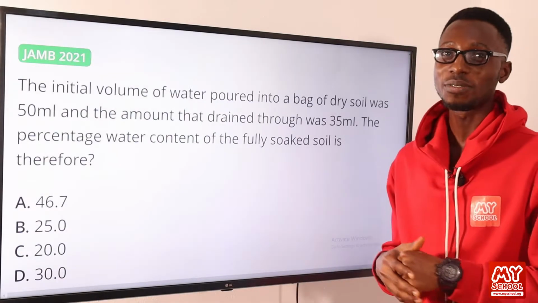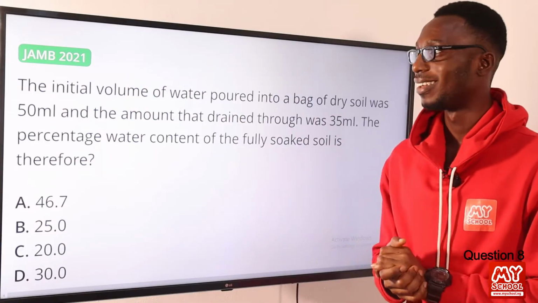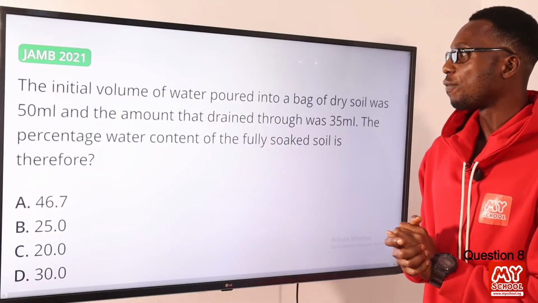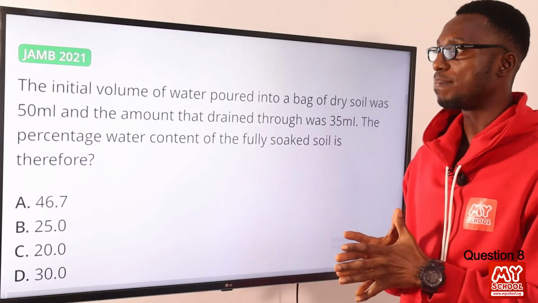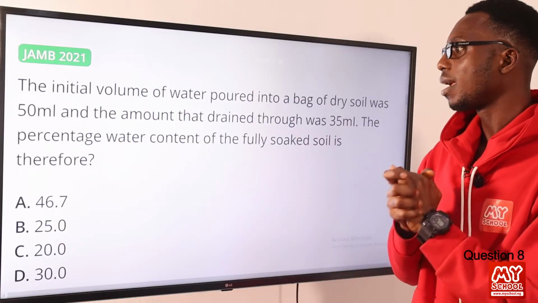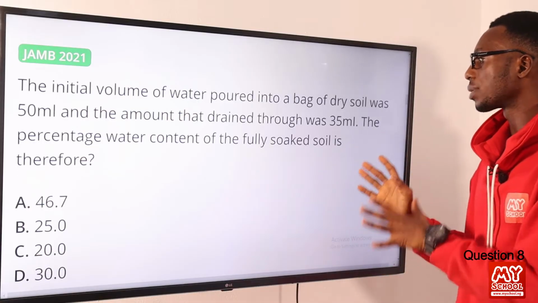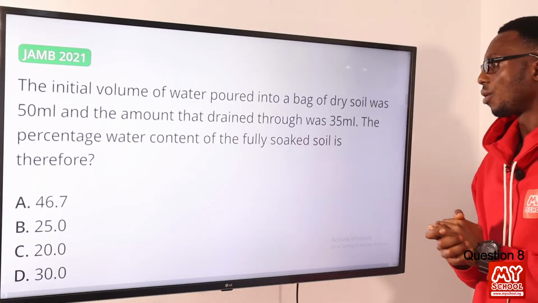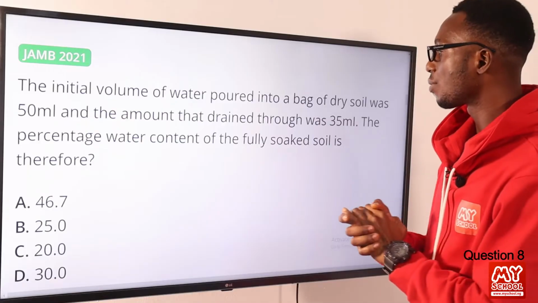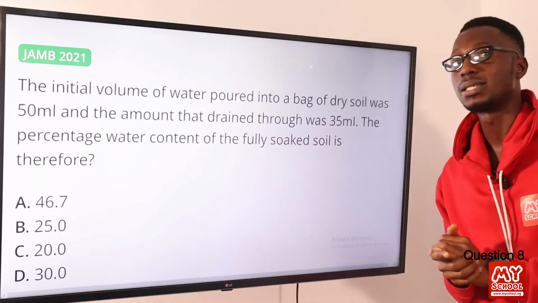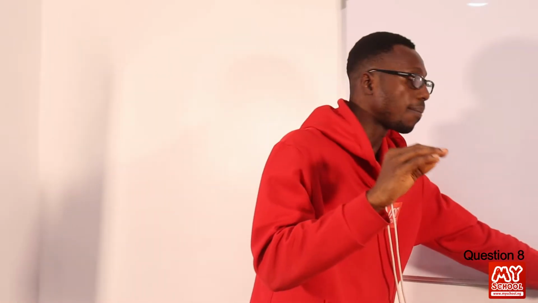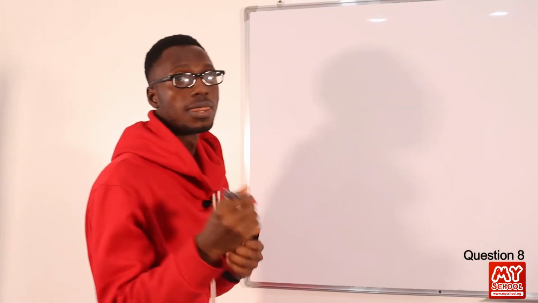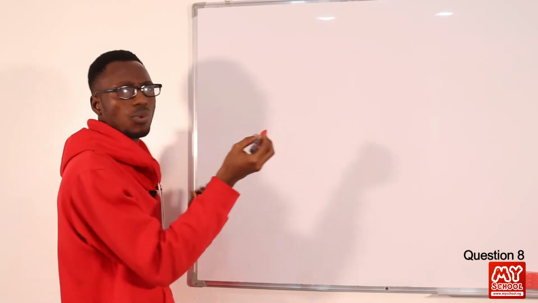Join me as I solve question 8. The initial volume of water poured into a bag of dry soil was 50 milliliters, and the amount that drained through was 35 milliliters. So the percentage water content of the fully soaked soil is therefore what? All we need to do is to use the formula: loss in mass over the mass of fresh soil.